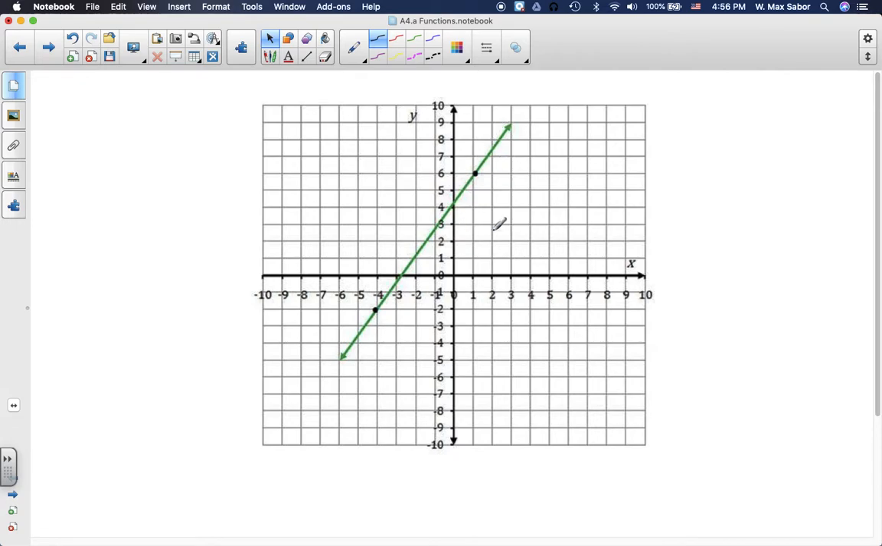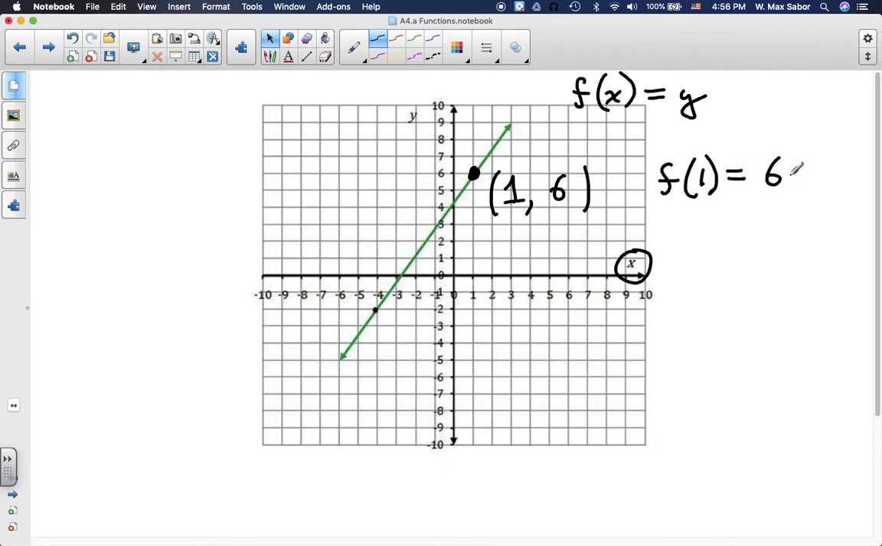Here, this is an example of a function. You could call this function f. The inputs are x, the outputs are y. And anytime you see a point on the graph, well, this is 1, 6. This is saying that when you put in 1 into the function, the output is 6. This point says that when you put in -4 into the function, the output is -2.